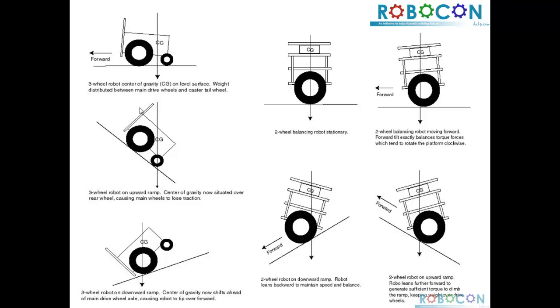over here. Suppose the same robot has to move down a ramp. So the center of gravity now is situated actually on the front wheel. So there are fewer chances of this robot toppling.